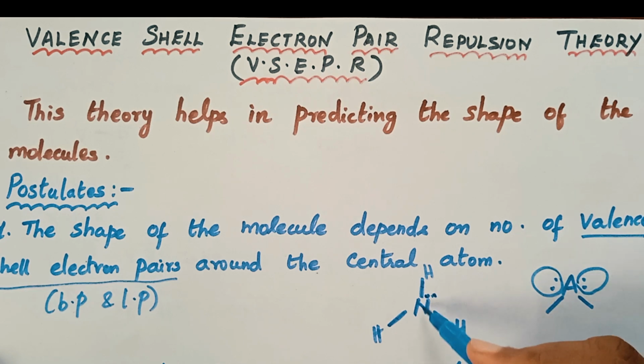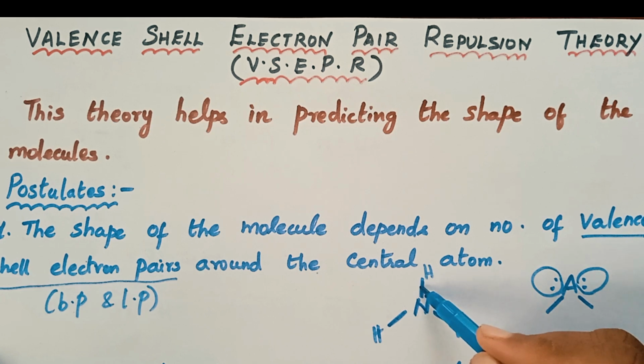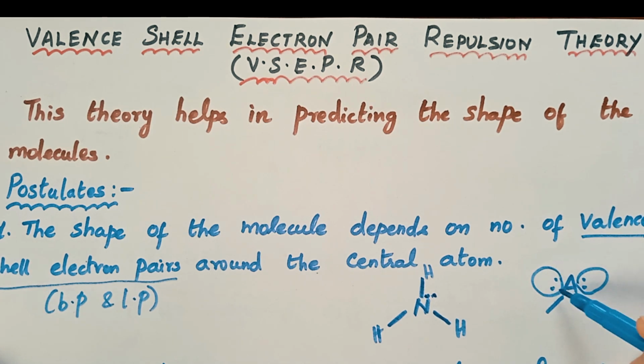For example, if you take ammonia, in the structure of ammonia there are 3 bond pairs and 2 lone pairs of electrons. This is what we refer to as a lone pair, and this one is the bond pair. There can be 2 lone pairs also. There will be repulsion between these 2 bond pairs, repulsion between this bond pair and the lone pair, and also repulsion between these 2 lone pairs.